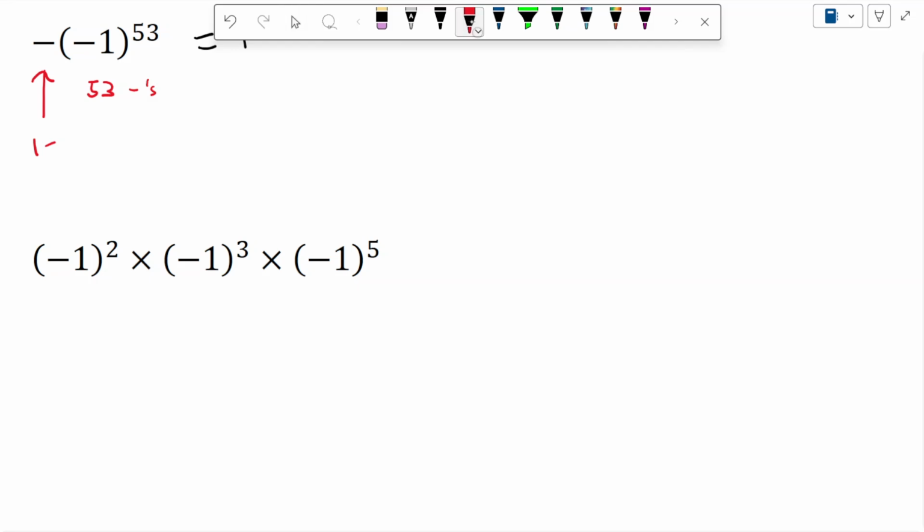If we do something like this, we're going to get a negative and a negative, 3 of them there, and 5 of them there. That makes 10 negatives all up, so this would be positive 1 for the answer here.